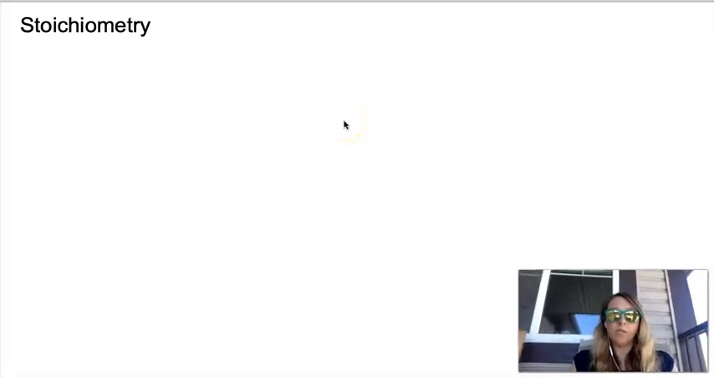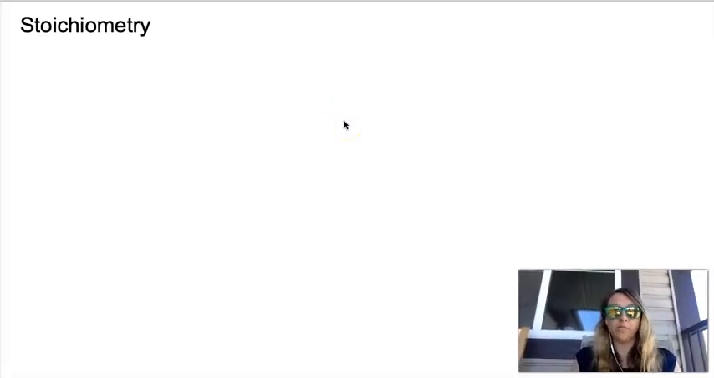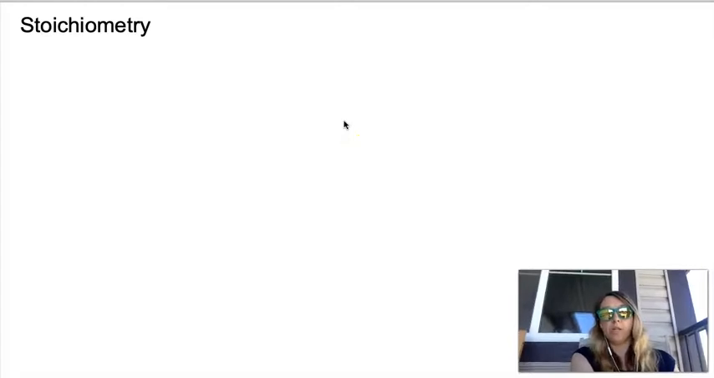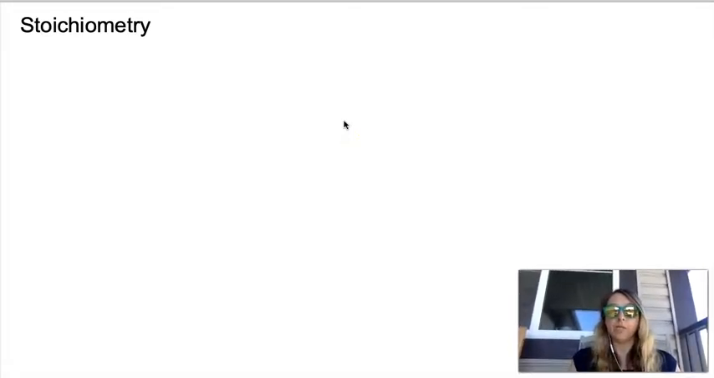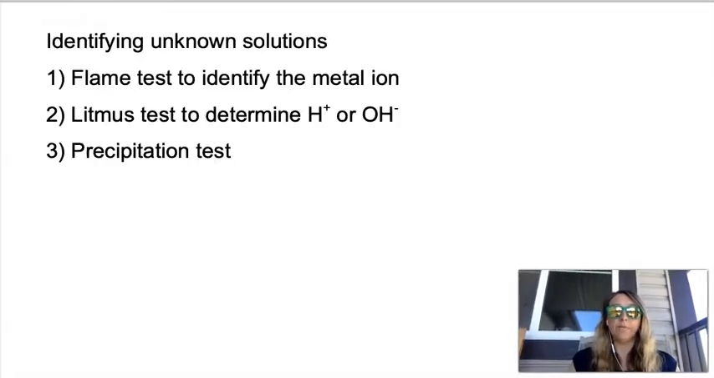All right, so we are going to start some stoichiometry in this video. We're going to start the first lesson off with all of our qualitative stoichiometry, and then the next step is where we're going to start to get into all of our math. So when it comes to stoichiometry, one of the things that we look at doing is identifying some unknown solutions, right?